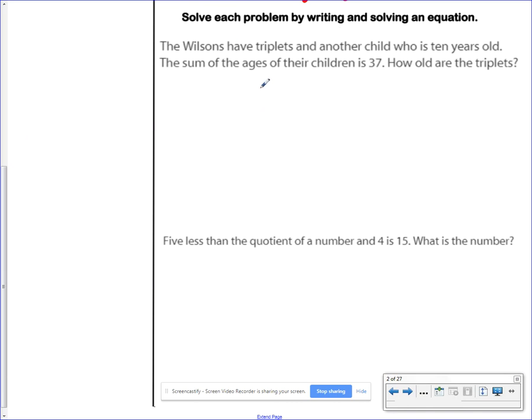Okay, triplets. They have triplets and another child who is 10 years old. The sum of the ages of all of the children is 37. How old are the triplets? So we need to assign a variable to stand for the triplets' age. I don't know, T, A. This is the age of one triplet.